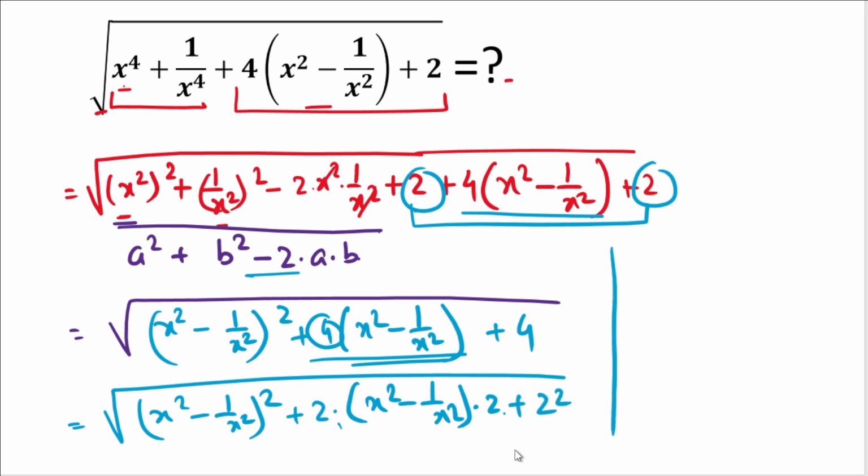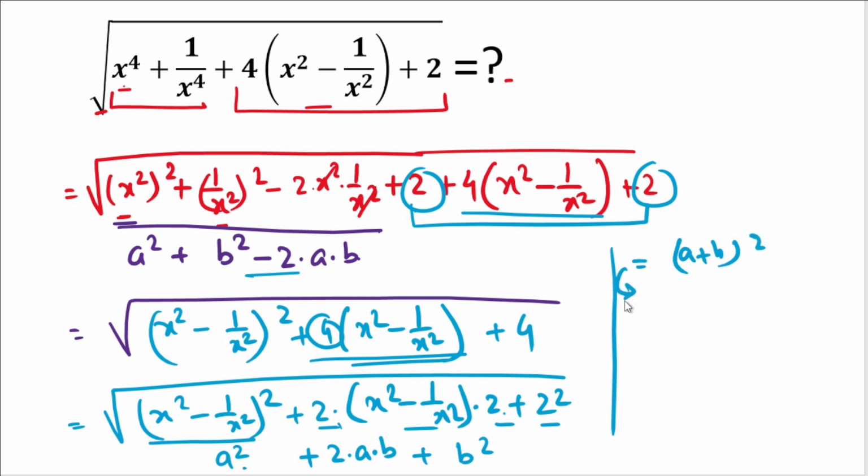So now this term we can write as, it is in the form of a square plus 2ab plus b square. So let it be a, so it is a square plus 2 times a and b, plus we'll write 2 as b, so it is b square. So it is a square plus 2ab plus b square, which means a plus b and its whole square.